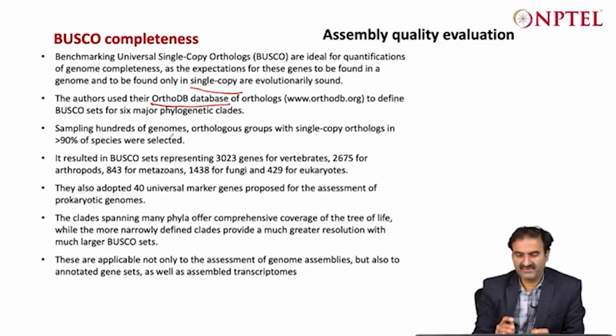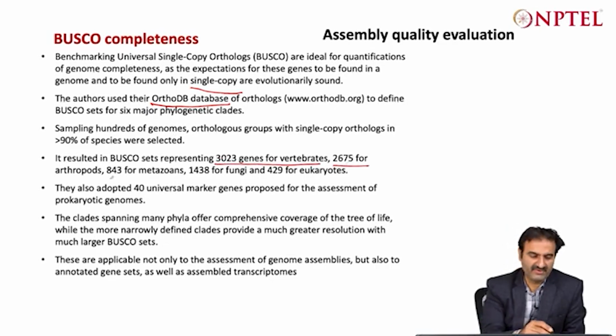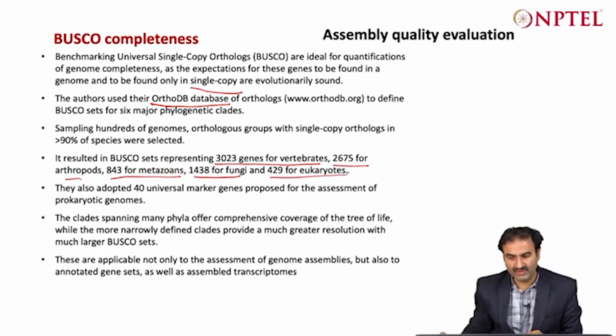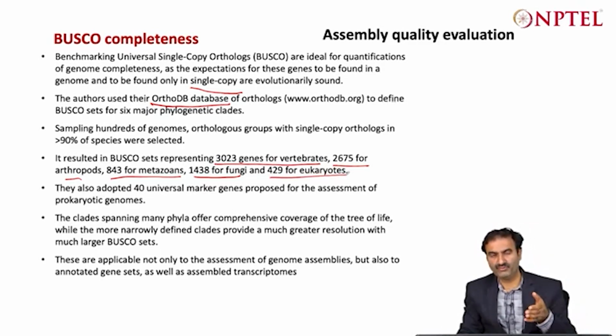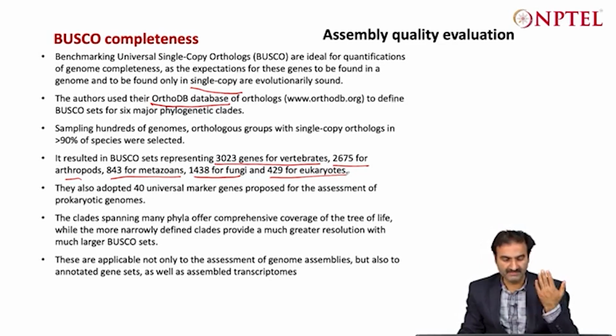Okay, and they built a set of almost 3000 genes for vertebrates, 2500 genes for arthropods, 843 for metazoans, 1438 for fungi, and 429 for eukaryotes. And they also derived the marker genes for bacteria, because this is a statistic that you can use for either N50 or BUSCO, and it can be used for prokaryotes as well as eukaryote assemblies. Okay, so that was also taken.